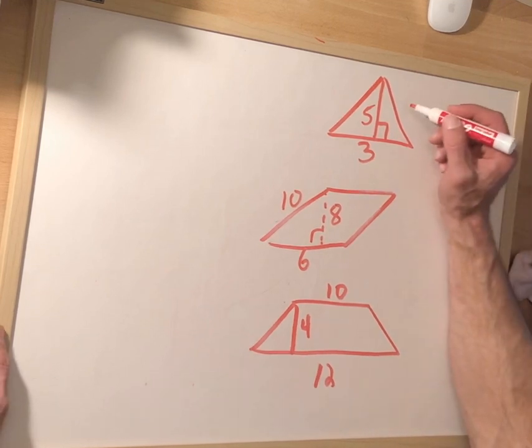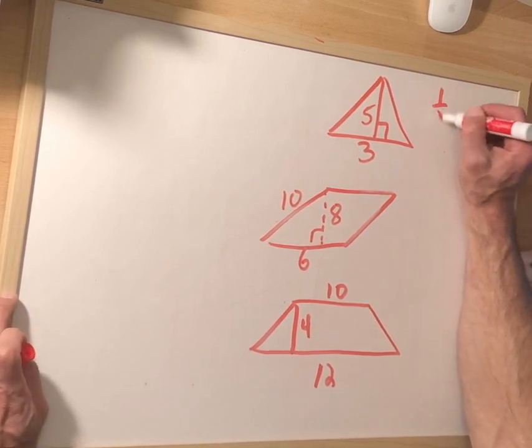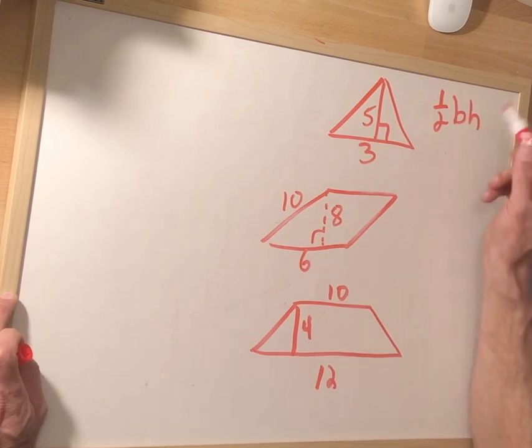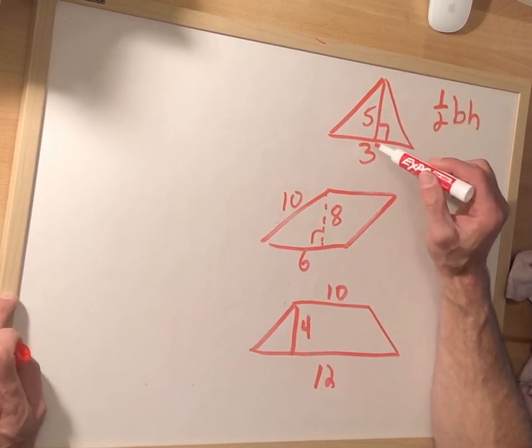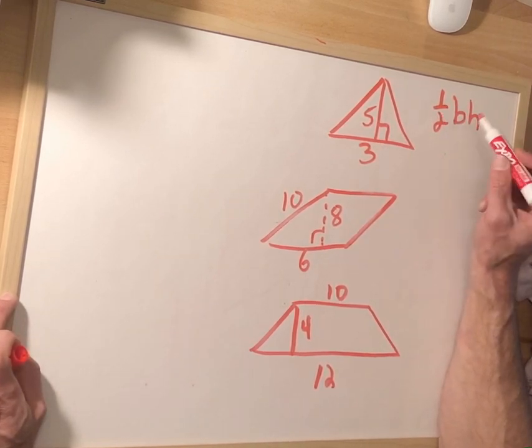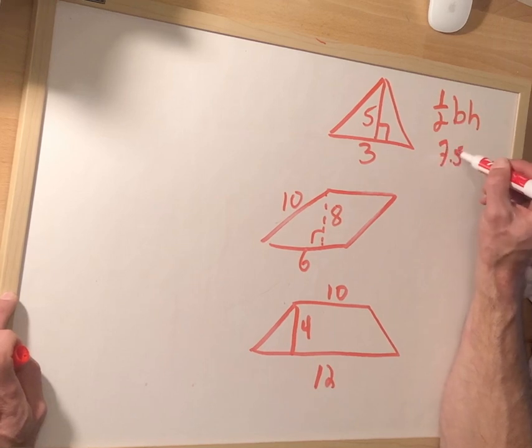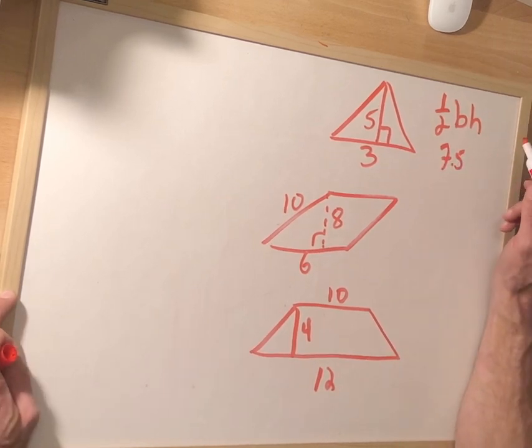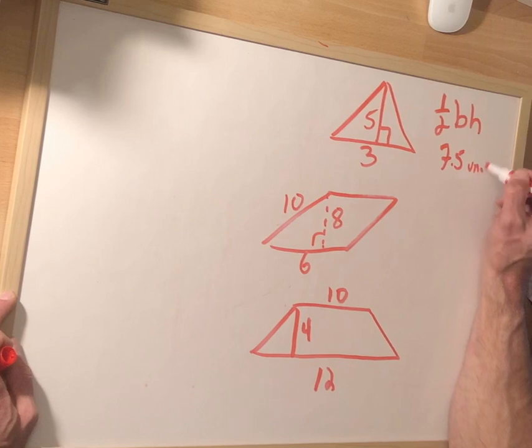Remember, area of a triangle is 1/2 base times your height. So 5 times 3 is 15. Half of that is 7.5. And remember, when there was no unit of measure, we would always say units squared.